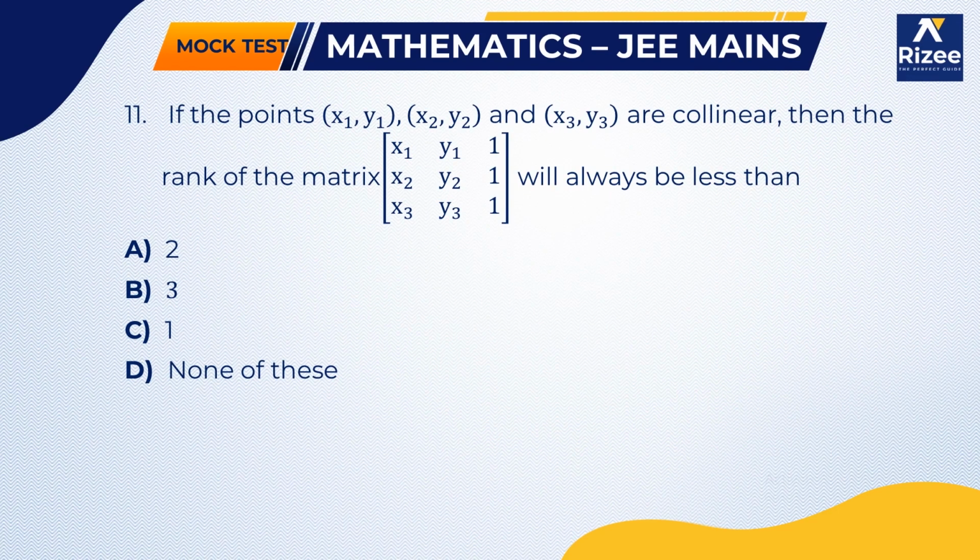That's it. If the points x1 comma y1, x2 comma y2, x3 comma y3 are collinear, collinear means the points lie on the same line, then the rank of the matrices.